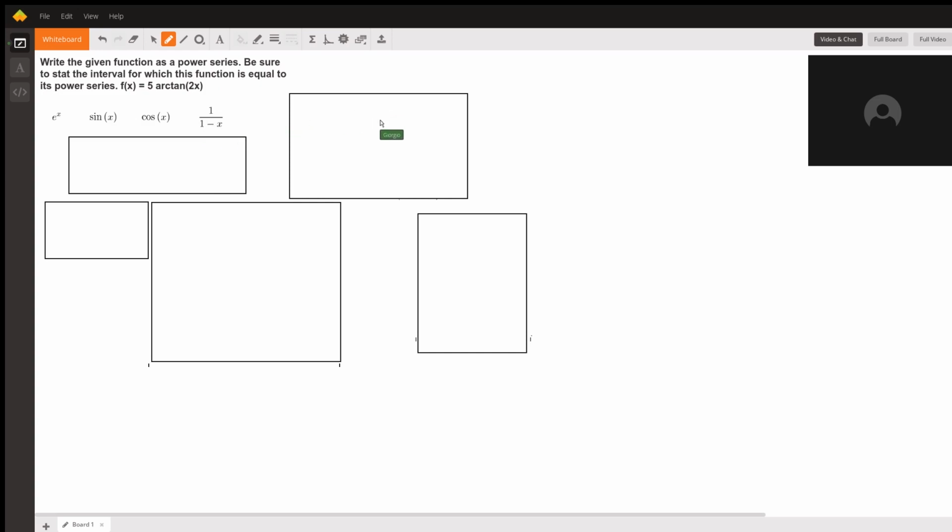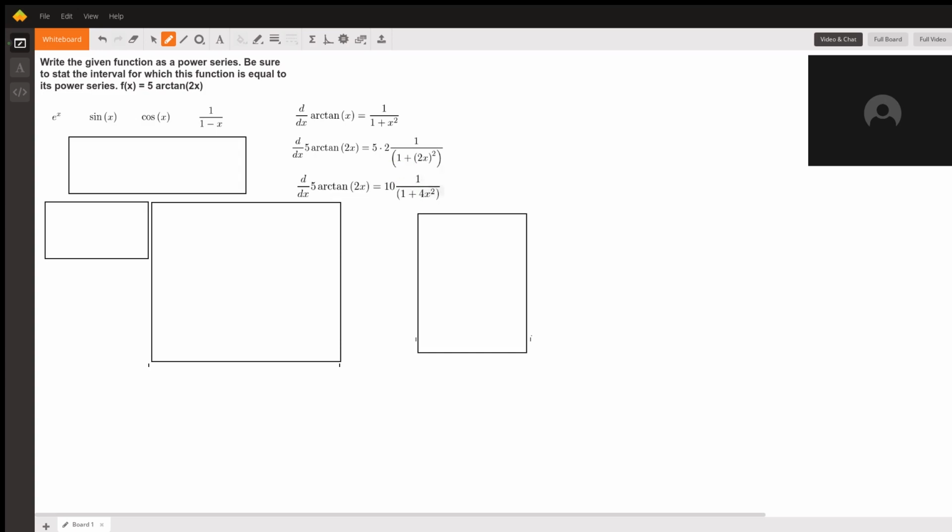So the derivative of arctangent is 1 over 1 plus x squared. So taking the derivative of the function that we are given, what we're going to do is plug in 2x wherever we have an x here, in the derivative. So here we have that 2x, and then using the chain rule, we're going to multiply by 2 in front. And then that 5 carries along because it's just a constant. And then simplifying that a little bit, we have a 10 in front, and then the bottom simplifies to 4x squared.